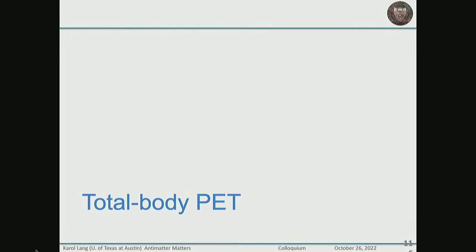So that was the head tomography, but there was a huge need in the world for looking for metastasis of cancers. How do you do that? Well, you do that by scanning the entire body. Scanning the entire body is a little bit challenging for two reasons.